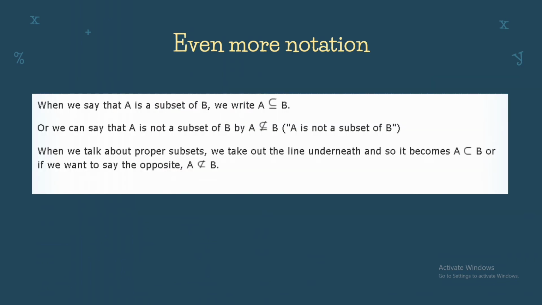When we say that A is a subset of B, we write this in a symbol like A is a subset of B. So, kapag may nakita tayong ganitong symbol, so ibig sabihin, subset siya. Or we can say that A is not a subset of B by ganitong symbol, yung kagaya sa subset, kaso nga lang may slash, which means A is not a subset of B. When we talk about proper subsets, we take out the line underneath, and so it becomes A is a proper subset of B. So, kapag proper subset siya, wala siyang line dito sa baba. Or if we want to say the opposite, so A is not a proper subset of B. So, kapag not, lagyan lang natin siya ng slash and then that's it.